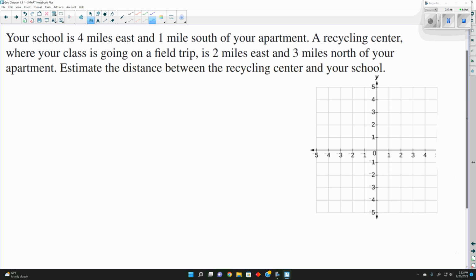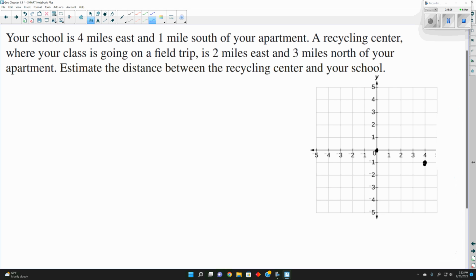So, instead of giving us points, they gave us a word problem. Now, the origin, 0, 0, is going to be your house. So, where we're starting. Your school is 4 miles east and 1 mile south. So, north, south, east, west. So, 4 miles east and 1 mile south. So, there's our point. We went over 4 and down 1.